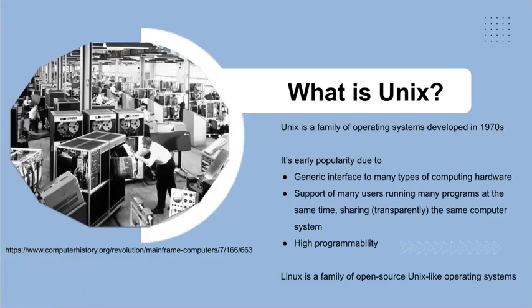So Unix is a family of operating systems that was developed in the 1970s. And the reason why it gained so much popularity and usage is due to its generic interface to many different types of computing hardware. So think of printers, CPUs, memories, and so on.